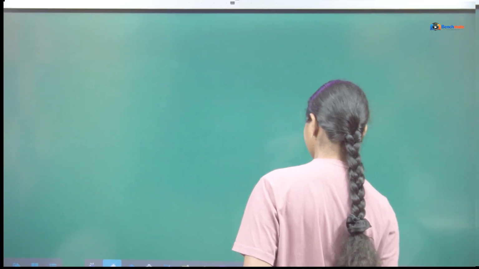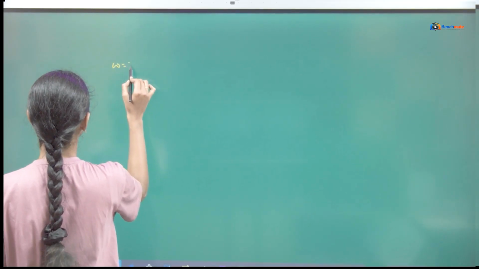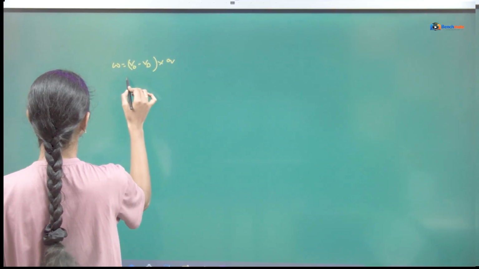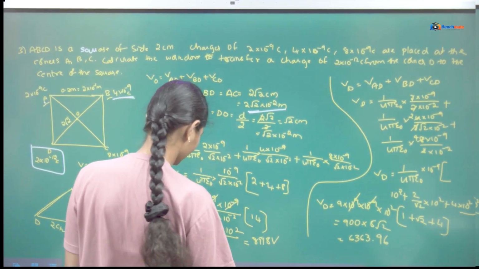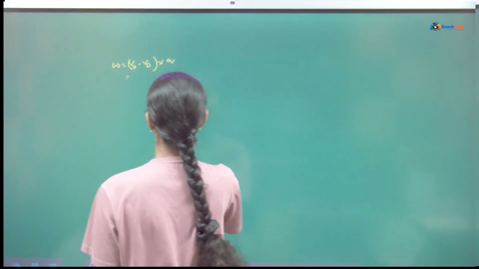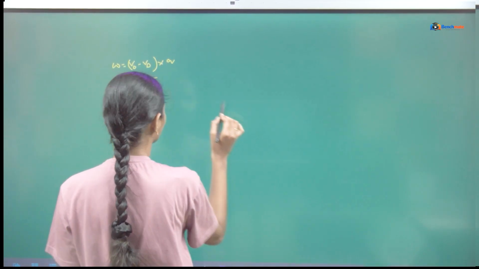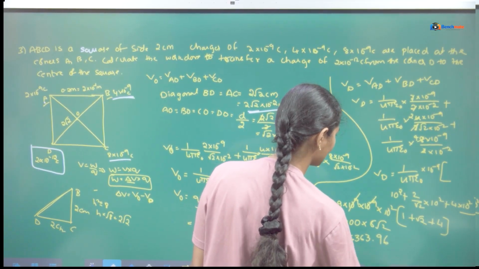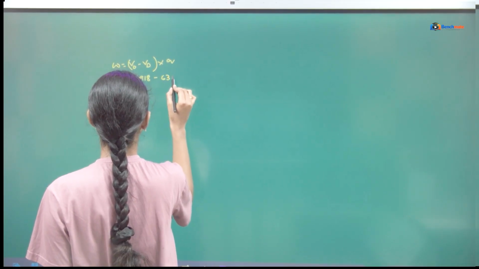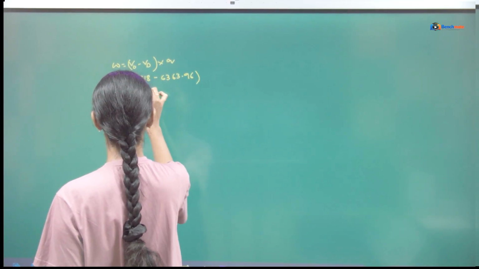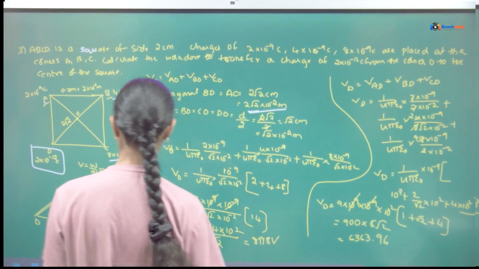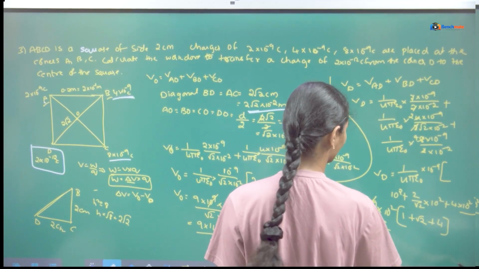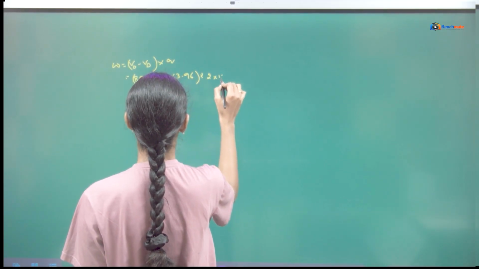6363.96. Now W is equal to VO minus VD into Q. So now the VO value 8918 we got. 8918 minus VD, 6363.96, into the charge we are moving. We are moving 2 into 10 power minus 12. Sorry, 2 into 10 power minus 12.